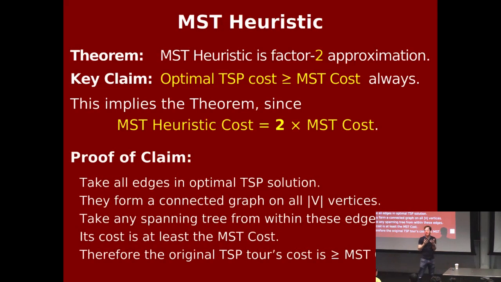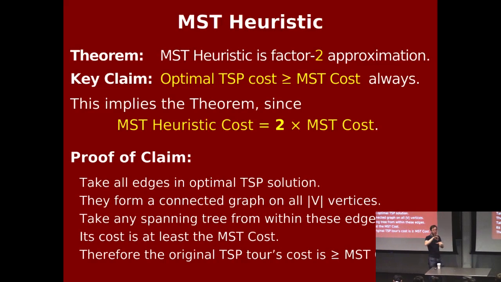Let's consider the optimal TSP tour, whatever it is. It's some tour that visits all the vertices. It's actually kind of a directed tour, but just take all the edges that appear on this tour in either direction. Just take all of them. Well, they form a connected graph on the vertices. It's just a subgraph because you've taken some of the edges. And it's a connected graph because it came from a tour, and the traveling salesperson doesn't jump around. And it touches all the vertices because by definition it's a TSP tour. It has to touch all the vertices. So it's a connected graph on all V vertices.